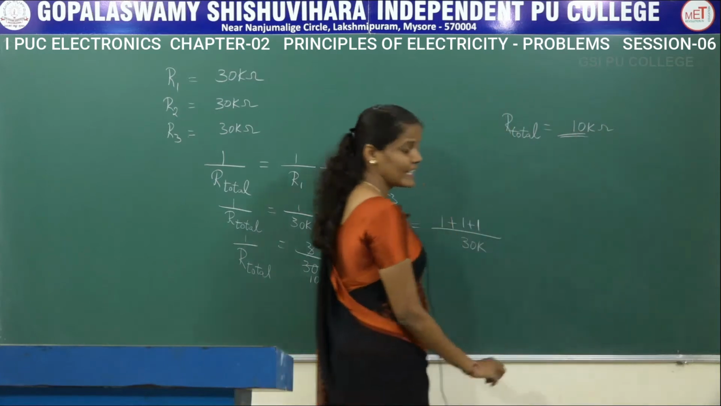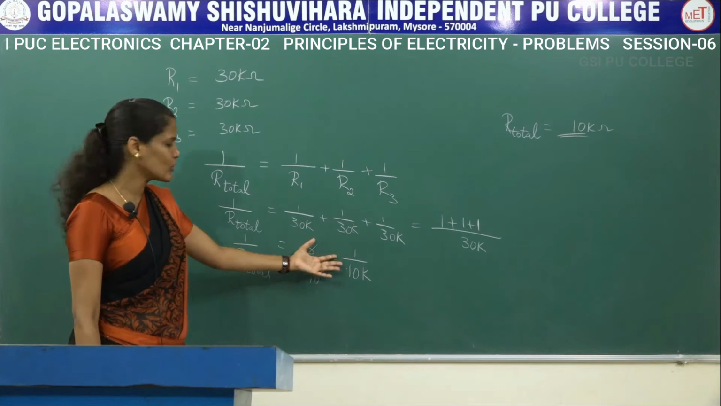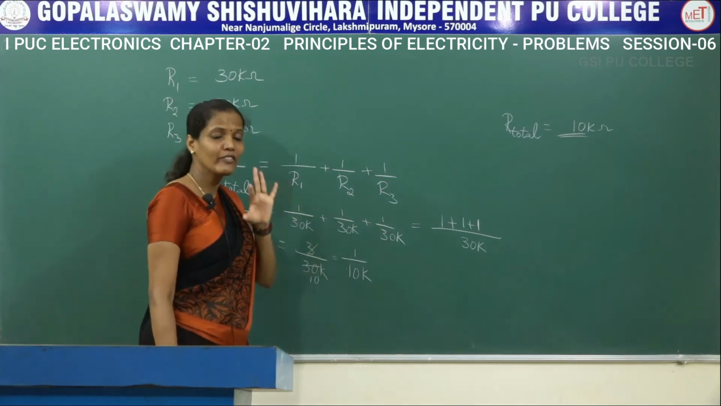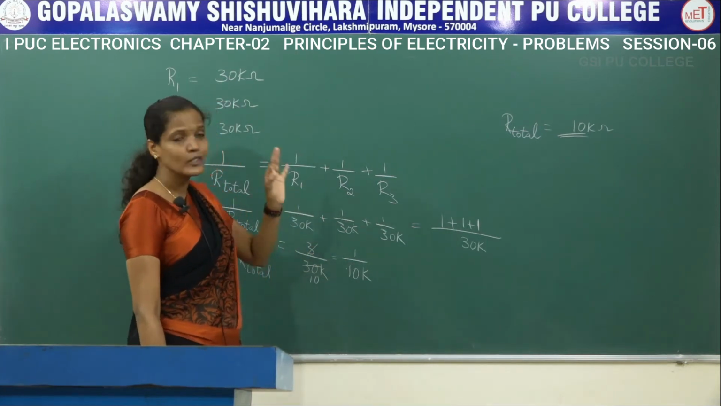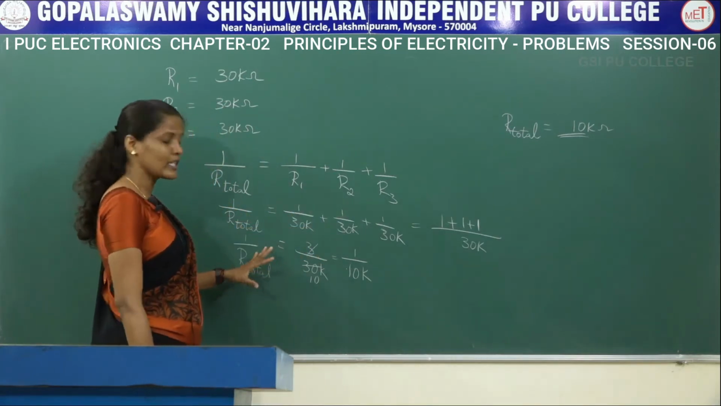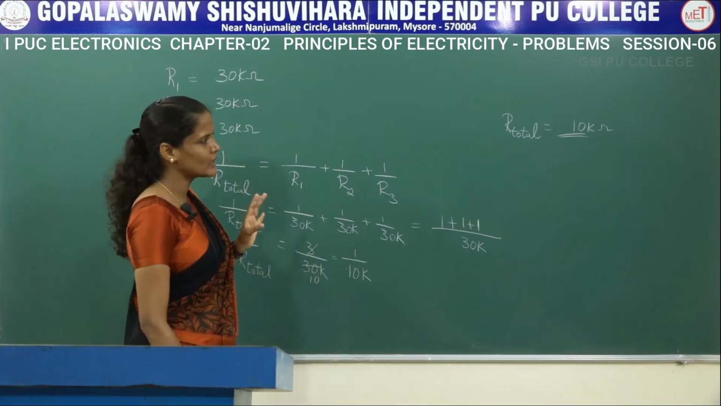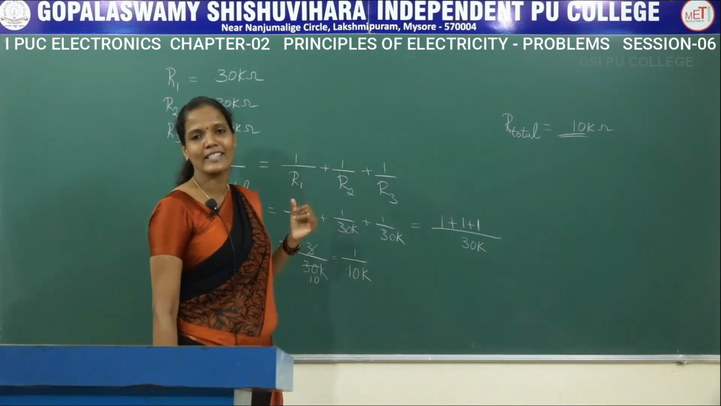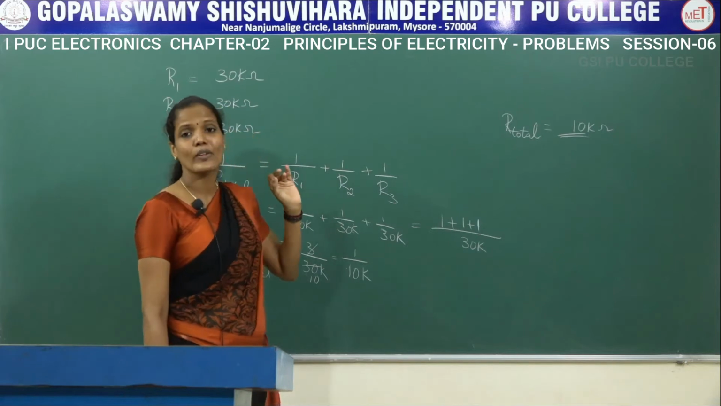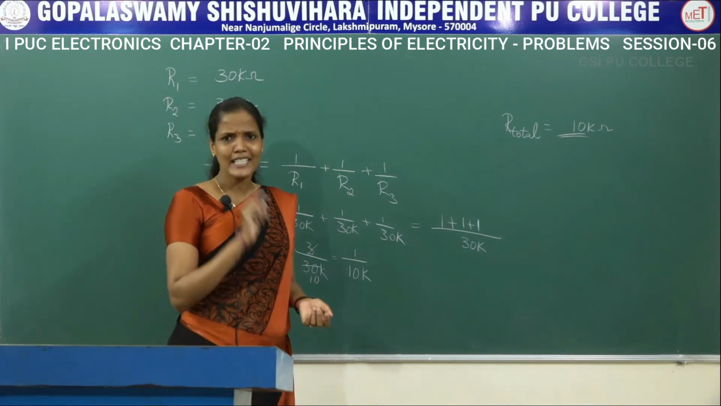I have just taken the reciprocal of this particular number. 1 by R total is equal to 1 by 10 kilo. I don't want 1 by R total, I want R total. So what we are going to do is, we are just going to take the reciprocal of this on both the left hand side and the right hand side. So the total effective resistance of these three resistors when they are connected in parallel will be equal to 10 kilo ohms. This is one of the methods.